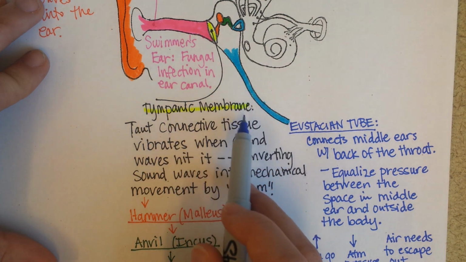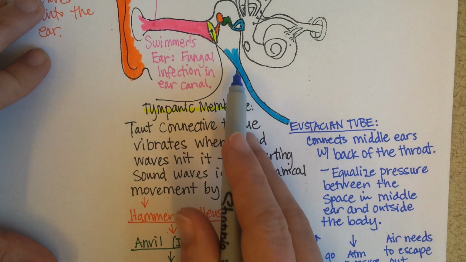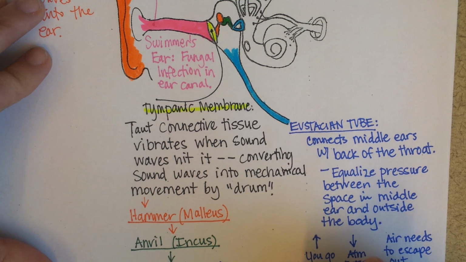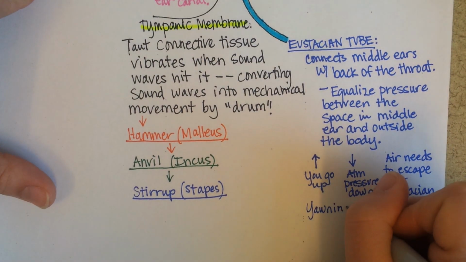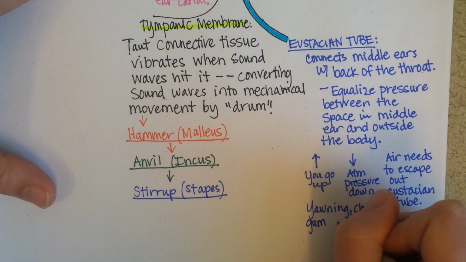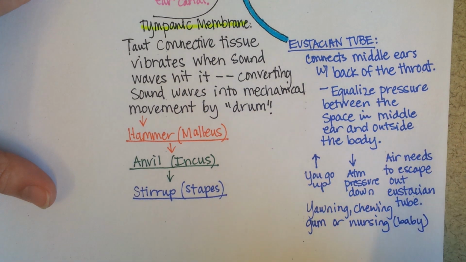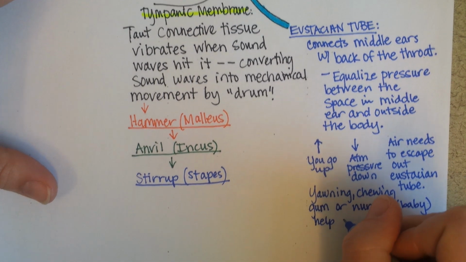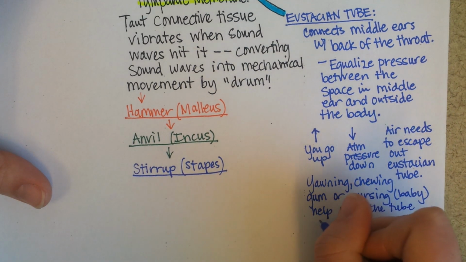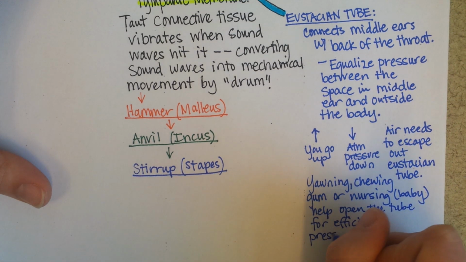But this might help you understand why either yawning or, for a baby, nursing, allows easier access between this. So we could actually put that on here. So yawning, chewing gum, or nursing in the case of a baby help open the tube for efficient pressure equalization.